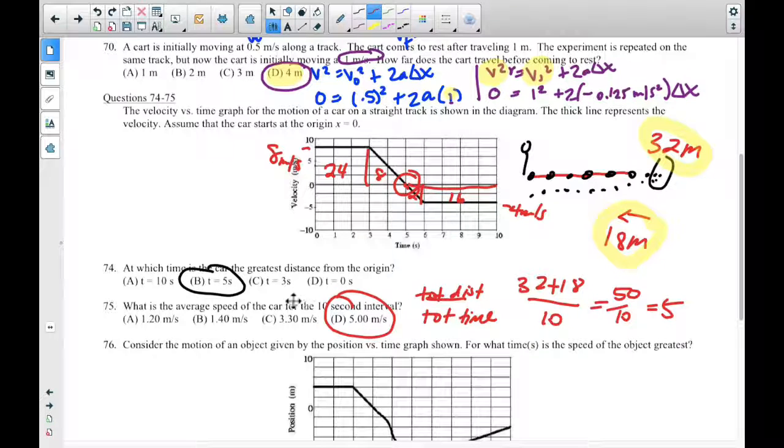Notice it did say average speed and not average velocity. The average velocity would have been different because it would have been displacement, but since they said speed, we used distance rather than displacement. That's why I added these two rather than subtracting them for the negative direction.